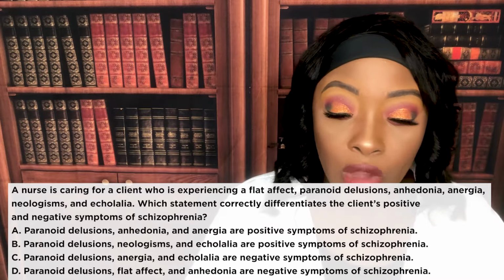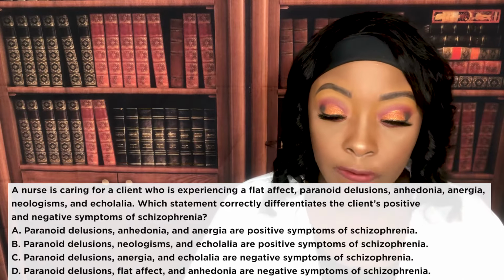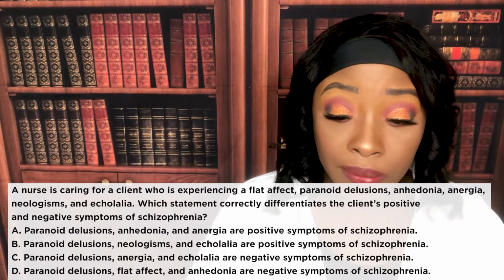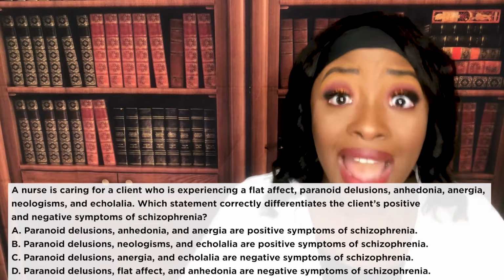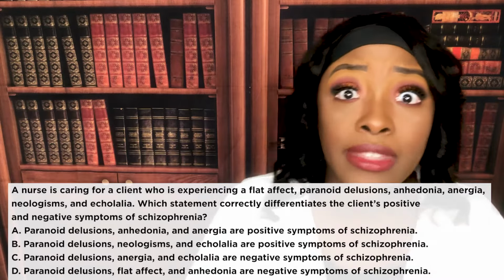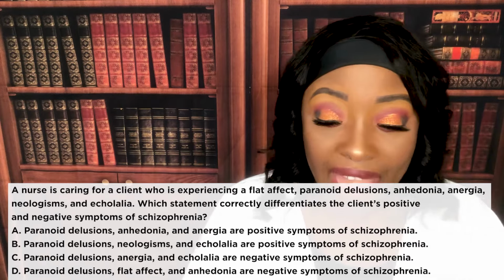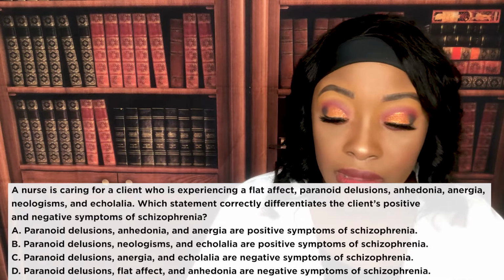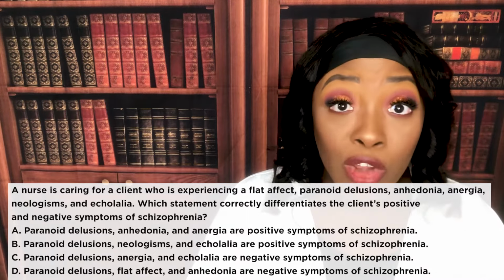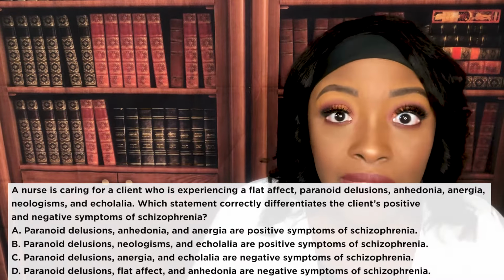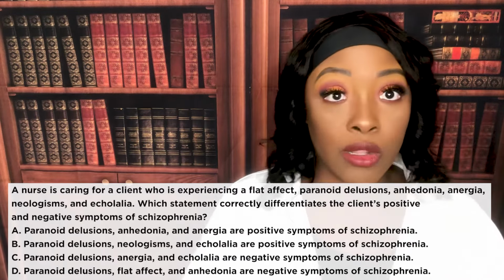Choice C, paranoid delusions, anergia, and echolalia are negative symptoms of schizophrenia. Not all of them. Guess what? Paranoid delusions, echolalia, those two are positive symptoms. These are symptoms the patient has that they should not. Choice D, paranoid delusions, flat affect, and anhedonia are negative symptoms of schizophrenia. Not all of them. Paranoid delusions are what? Positive symptoms. These are symptoms the patient has that they should not. Okay? So that's why B is the correct answer.